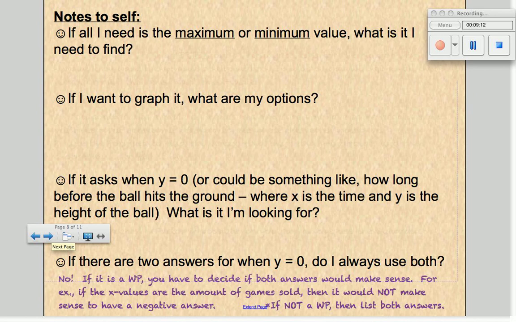Here we go. So if there's 2 answers, do you always use both of them? No. If it's a word problem, you need to decide if both answers would make sense. For example, if the x values were the amount of games sold, it wouldn't make sense to have negative answers. So if you got a negative answer, you just wouldn't use that one. Okay? So if it's not a word problem, use both answers. If it is a word problem, just think about whether it would make sense to have both answers.